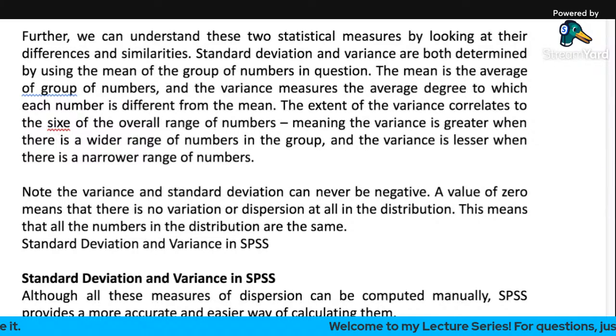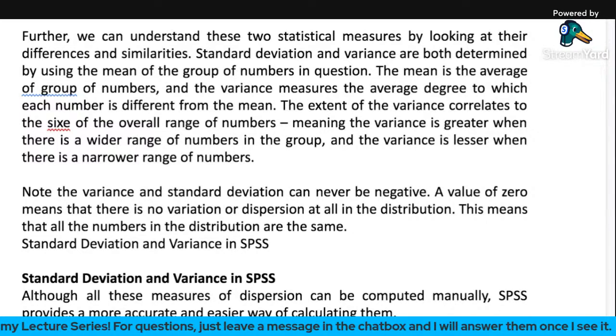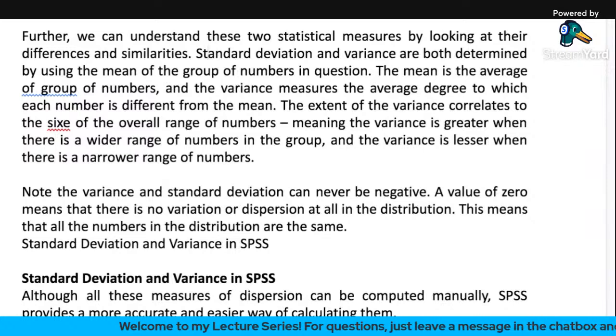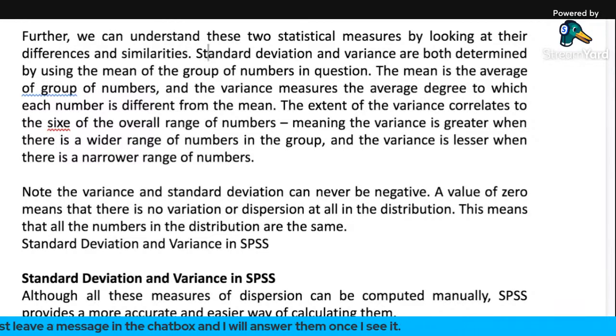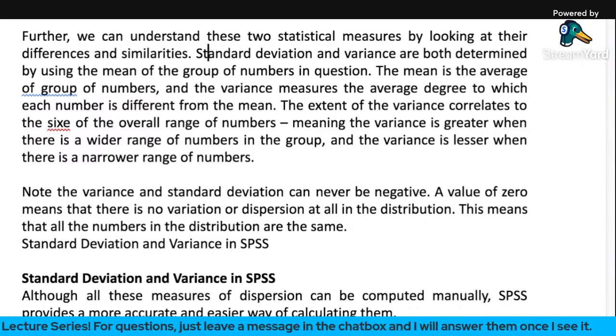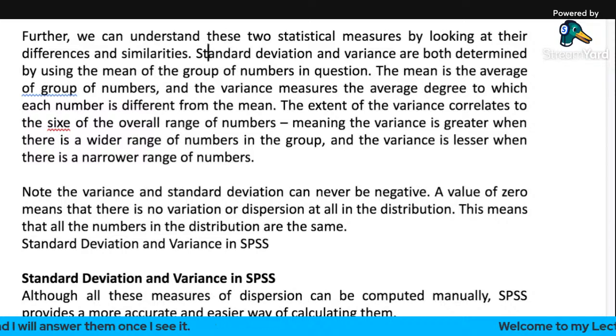Okay. The extent of the variance correlates to the overall range of the number. Meaning the variance is greater when there is a wider range of numbers in the group, and the variance is lesser when there is a narrower range of numbers. So in other words, pag sinabi nating variance, it's the spread. Kung yung scores, let's say 1 to 100 yung scores ng mga estudyante, kung na-spread dito yung mga scores na nakuha ng mga estudyante, then the variance is higher. The value of the variance is higher. Kapag medyo clustered itong mga scores, they tend to group together, mas lower yung range of numbers, then mas maliit yung value ng variance kasi nga measure of spread ito na tinatawag natin, okay?